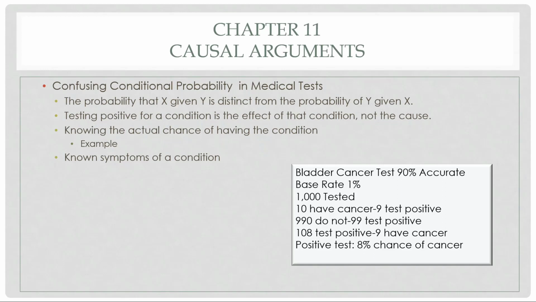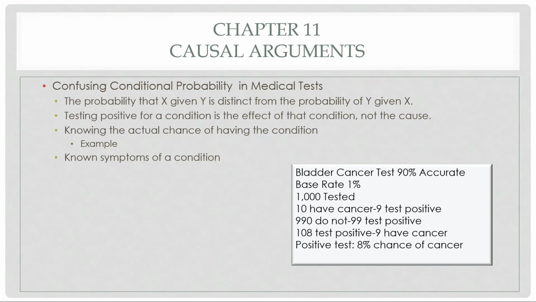Well, let's take the example that the authors used. Imagine there's a test for bladder cancer that's 90% accurate. And 90% is pretty good for a medical test. It's kind of a good standard. That means, of course, that 90% of people who have cancer, which is the cause of a positive result, will test positive, which will be the effect. The cause of testing positive is having cancer, assuming the test is working properly.